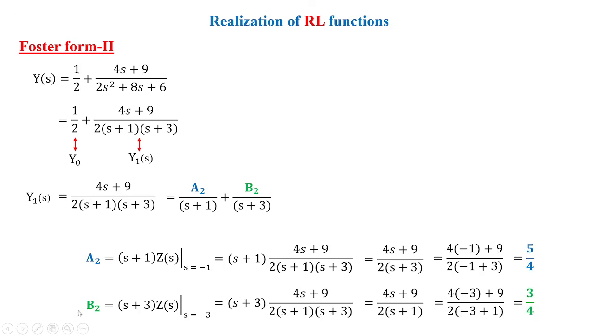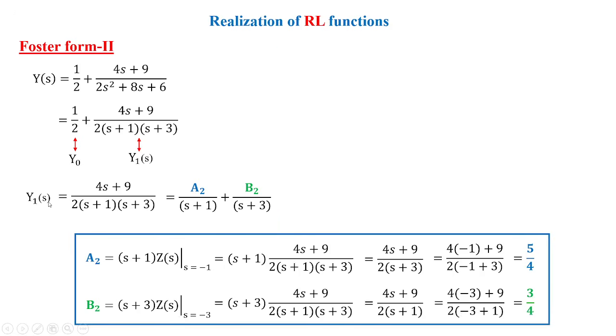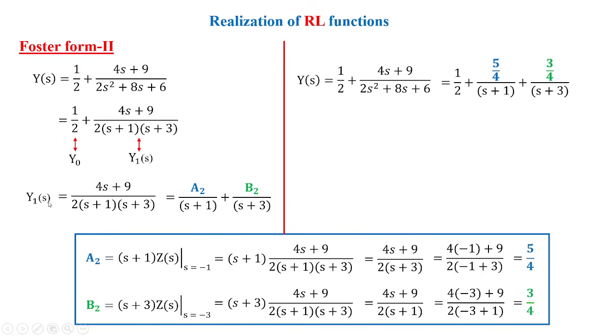Now after finding the value of A2 and B2, just substitute in the terms of Y1(s). So Y1(s) is replaced by this value and that Y1(s) is substituted over Y(s). So overall Y(s) is equal to 1 by 2 plus 5 by 4 over s plus 1 plus 3 by 4 over s plus 3. Now again it has taken the form of the Foster form 2 standard representation.